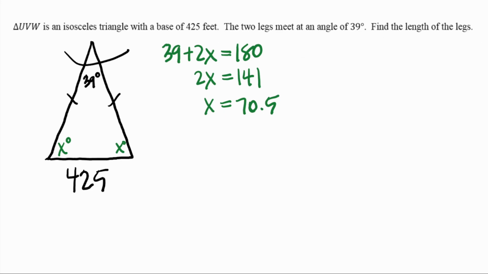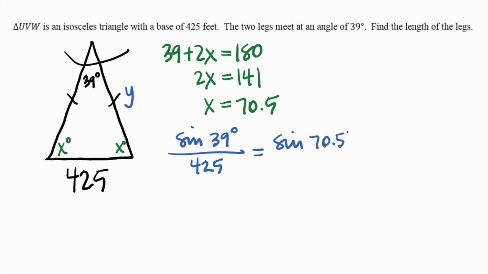And so what I'm going to do is set up for law of sines. All right, well, I'm interested in finding the length of the legs. I'll just call that y, I guess. And so I'll say, all right, law of sines to find y. Sine of 39 degrees divided by 425 is going to be equal to the ratio of sine of x, sine of 70.5 degrees, to y. And then I'm just going to do the normal law of sines thing, start solving for y.